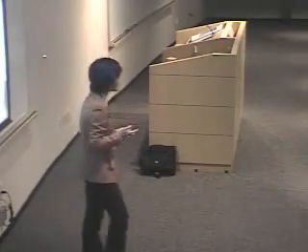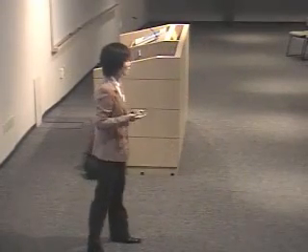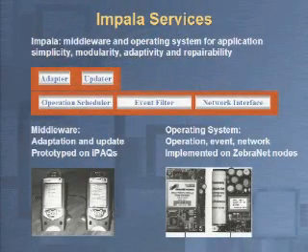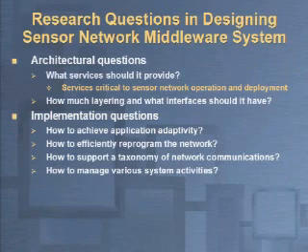The various services provided by Impala can be categorized as the middleware part and the operating system part. The middleware part includes the software adaptation and update. It has been prototyped on HP iPAQs. The operating system part we implemented on the real ZebraNet hardware node, including the operation scheduling, event handling, and network interface. For the middleware part, I will describe what the challenges are and how we solve them. For the operating system part, I will describe, in the context of the implementation experience, the impact of the underlying hardware realities on our design choices.